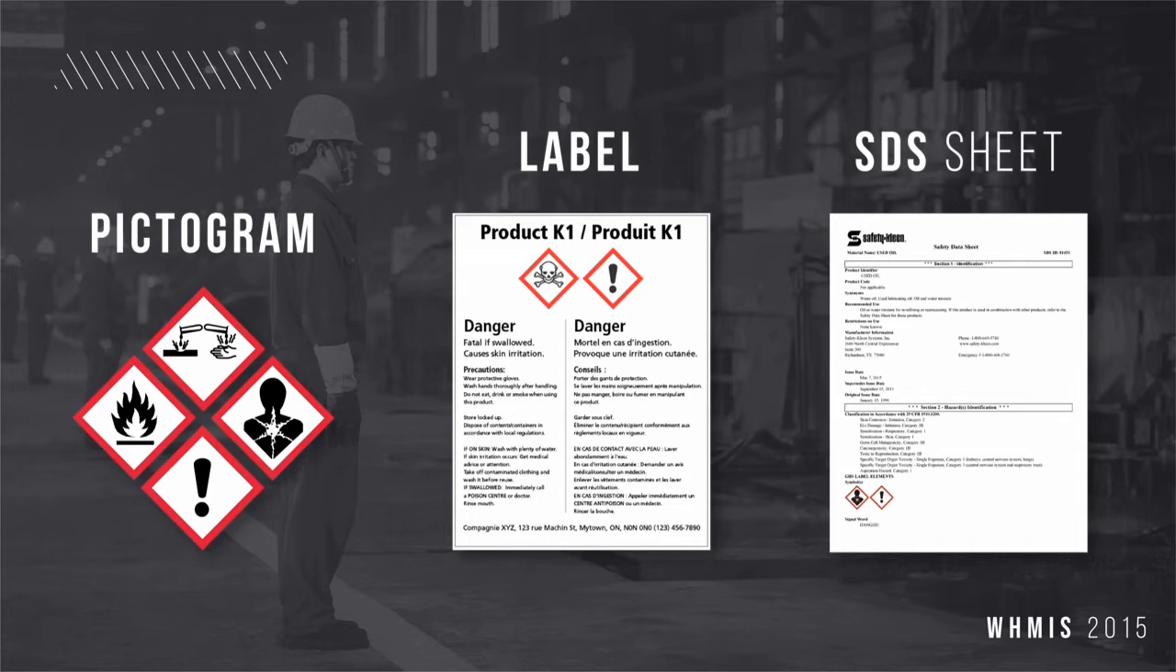GHS has established the following guiding principles for hazard communication. Hazard communication must be available in more than one form. For example, pictograms, labels, and SDSs. It must include both hazard statements and precautionary statements, and it must be easy to understand, standard, and consistent to reduce confusion. First, we'll take a look at pictograms.